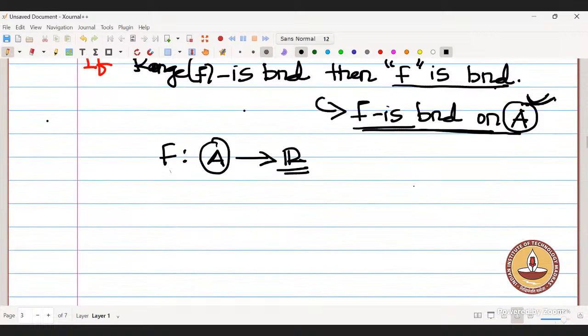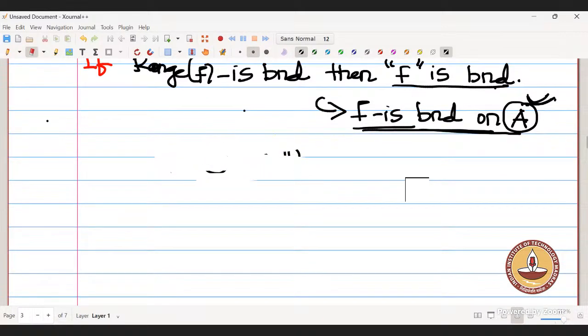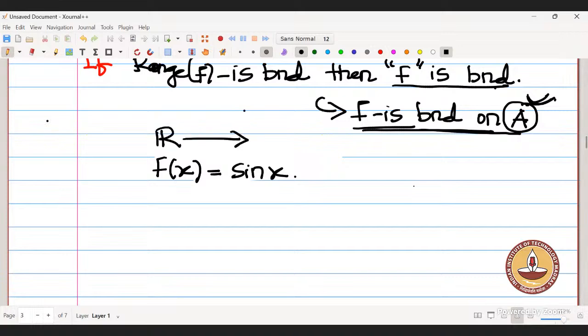So for example, let me give a few examples of bounded functions. If I consider the function f of x equal to sin x, it's a function from R to R, right? And you know the graph of this function.